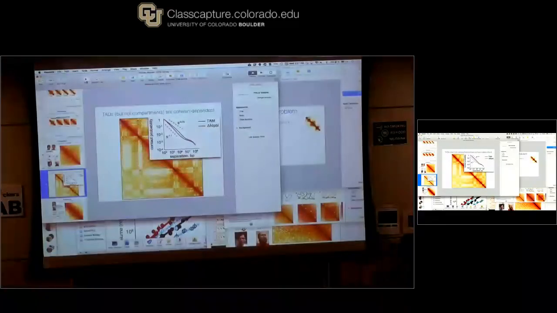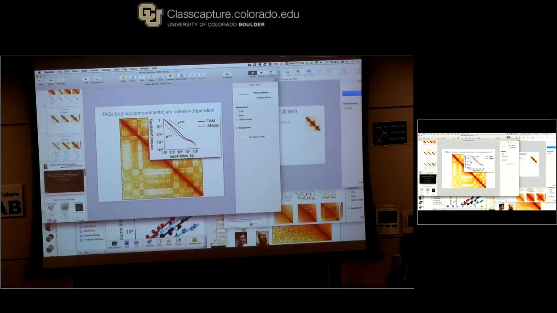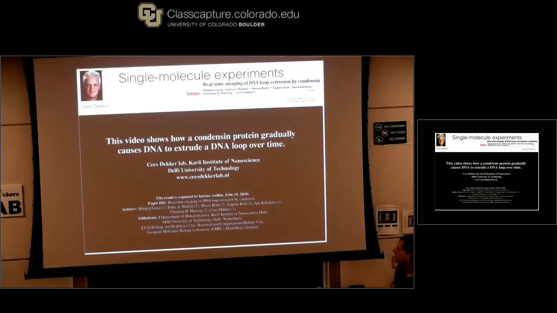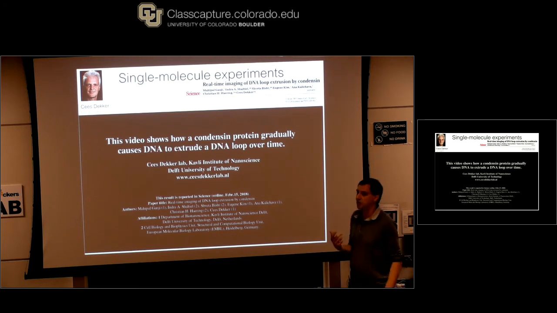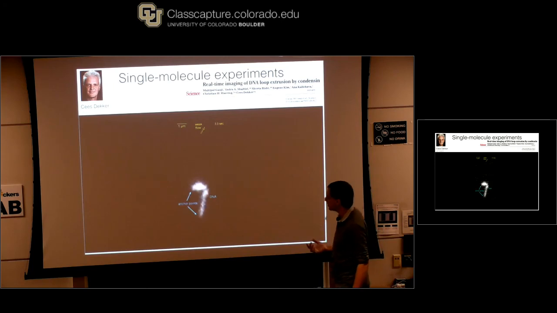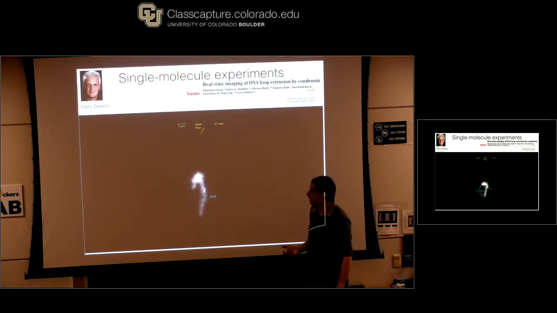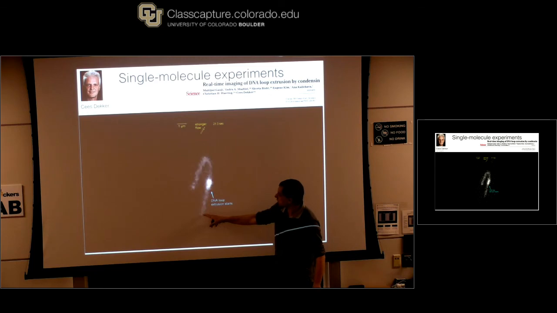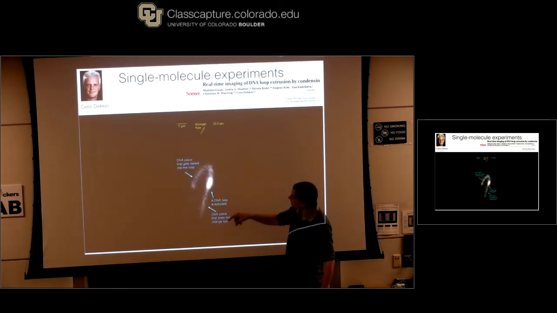Just to illustrate this, I think the critical testing of this theory came from the lab of Cees Dekker, who decided to actually test whether another protein of the same family can extrude loops in a single molecule experiment. So they have a piece of DNA attached to the glass, and that's an SMC protein, and they're going to add ATP, and you will see what's going to happen.